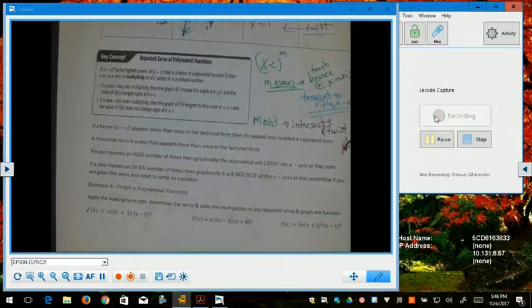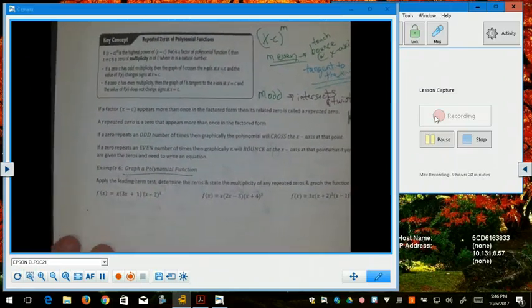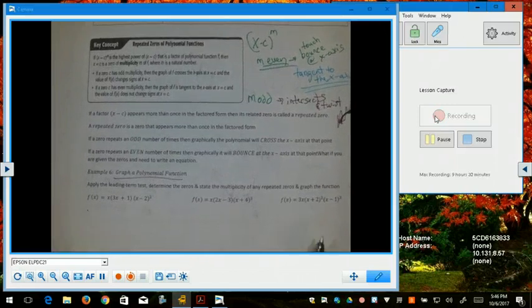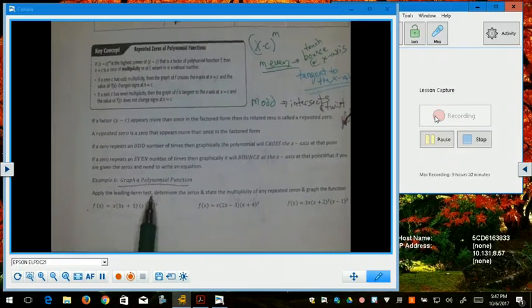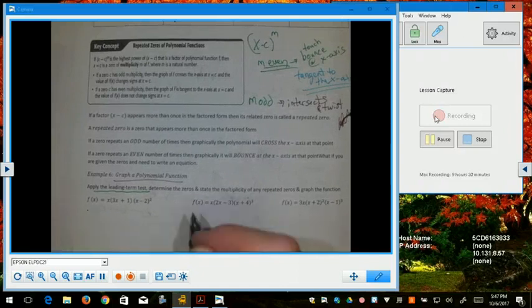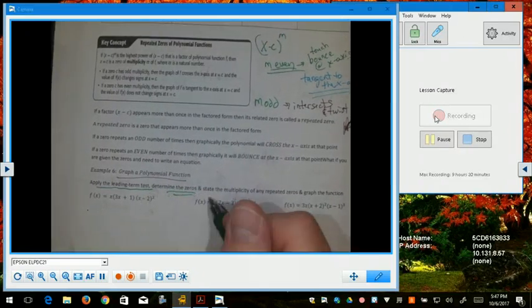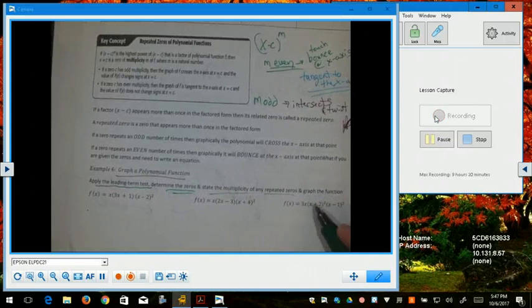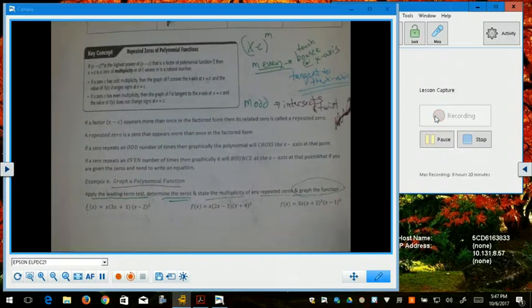twist. So now, instead of using the graphing calculator and doing this little exploration, we're actually given these functions and we are asked to apply the leading terms test. The leading terms test is going to tell us what's going to happen to the end behavior, determine the zeros and state the multiplicity of any repeated zeros, and then sketch a graph.